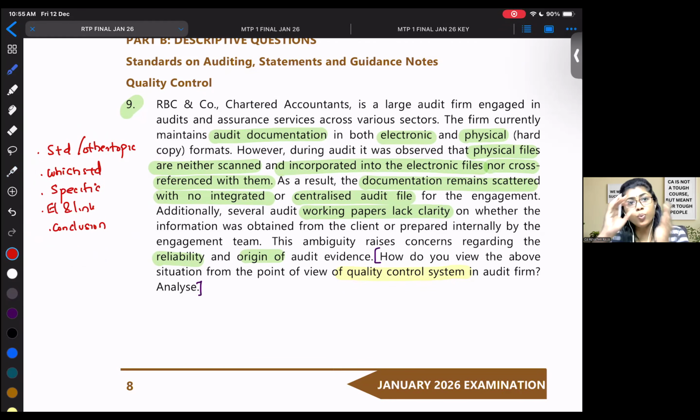Now in SQC, what do they say? SQC has a lot of things, right? Competence, capability, ethical requirements, integrity, leadership, monitoring. Lots of things are there. In SQC, they say engagement documentation. So in SQC, documentation. You understood it is the standard. You said SQC, in that documentation. Now, in the given case, link it, conclude.